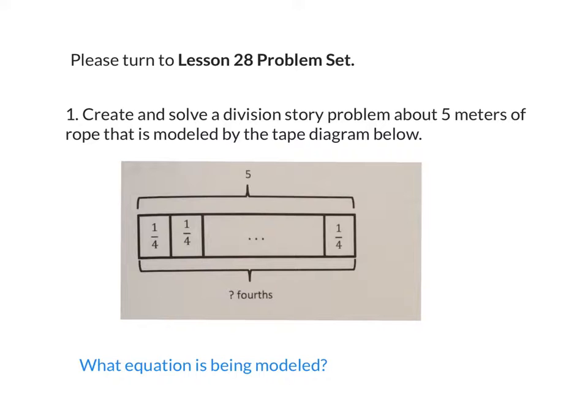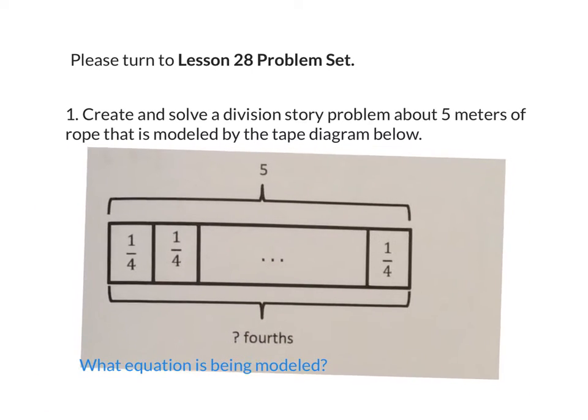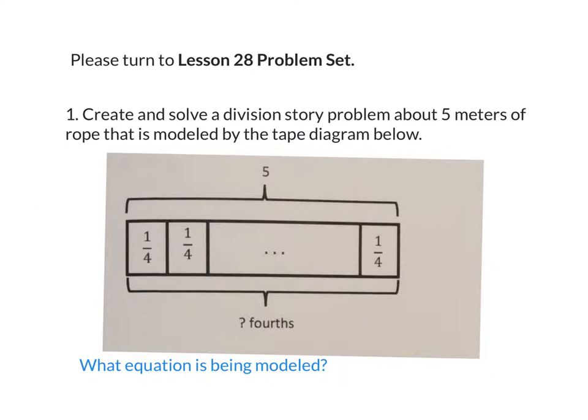Before we get started writing any sort of story problem or anything like that, I want you to take a look and analyze this tape diagram. Okay? Do you see how there's all together, there's one piece of tape, and how long is that piece of tape? 5. And because the directions say to write a story problem about 5 meters of rope, we know that the unit for this should be 5 what? Meters. Okay, let's fill that in.